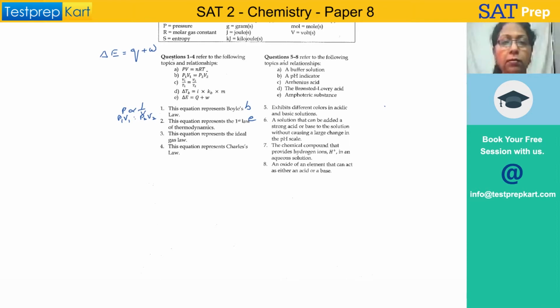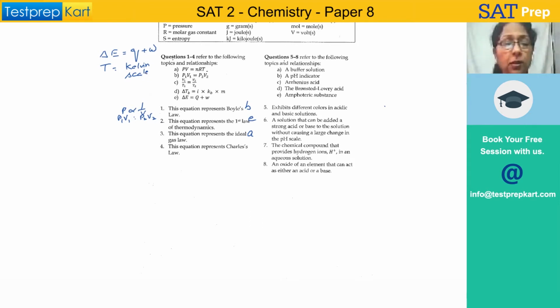So that is E. Next, this equation represents the ideal gas law. This is PV equals nRT. R is the gas constant, with pressure, volume, temperature. You can have various values of R depending upon the units of pressure and volume. And temperature always has to be in the Kelvin scale. This is the standard unit of temperature.